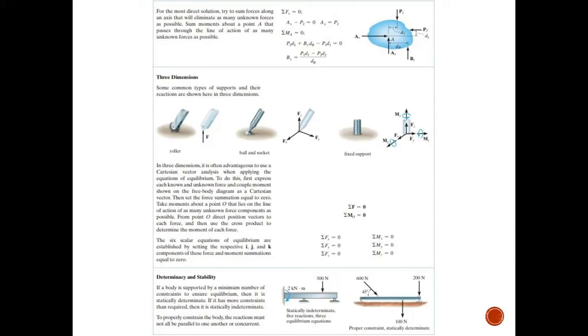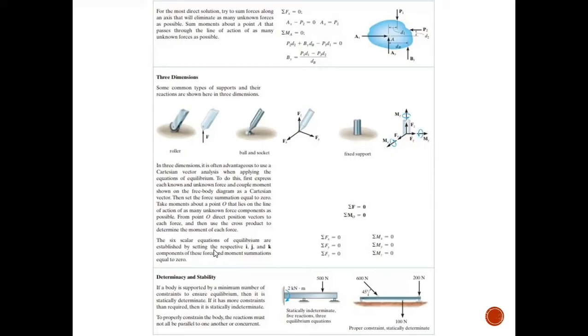To do this, first express each known and unknown force and couple moment shown on the free body diagram as a Cartesian vector. Then set the force summation equal to 0. Take moments about a point O that lies on the line of action of as many unknown force components as possible. From point O, direct position vectors to each force, then use the cross product to determine the moment of each force. Here you can see the origin is in the middle, and we have to draw out the direction of the force and also the moment of the force.